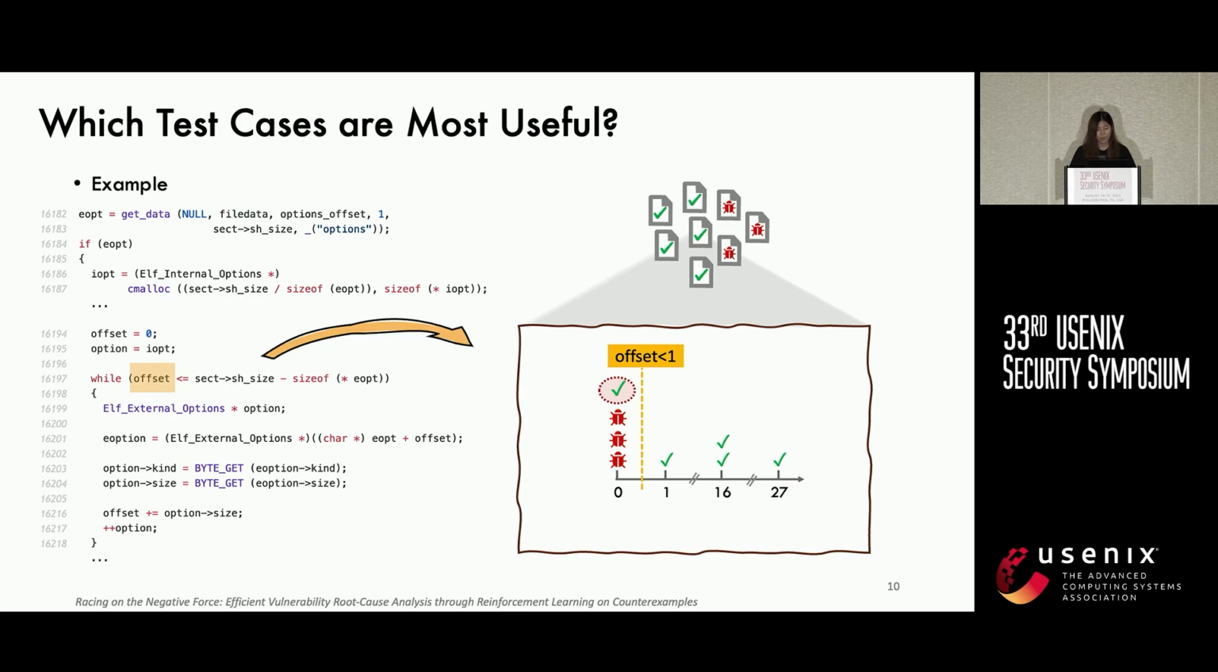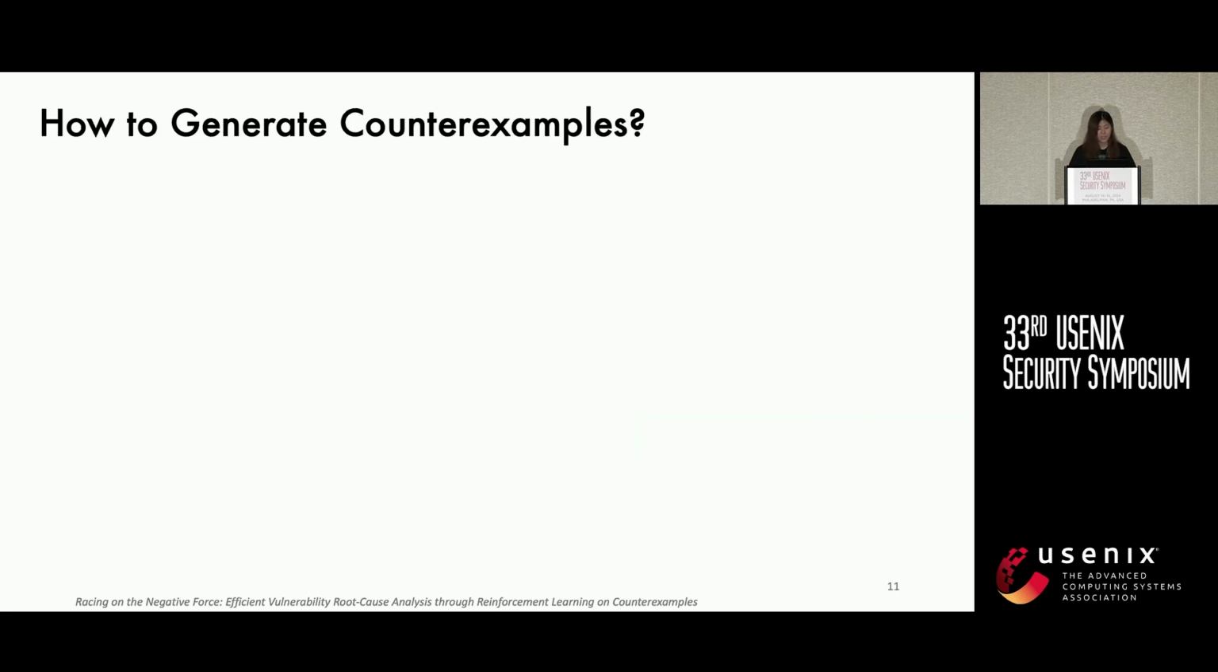We call this type of case a counterexample. They contradict the currently guessed results. So counterexamples are the useful test cases, what we are looking for, as they reduce the false positives and pop up the real root cause. The next question is how to generate counterexamples.